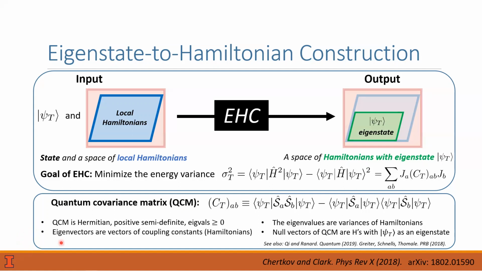The eigenvectors of this matrix are vectors of coupling constants. So there are these JAs here. What that means is you can interpret the eigenvectors of this matrix as being a Hamiltonian. And the eigenvalues corresponding to these eigenvectors are variances. They tell you the energy variance of that Hamiltonian with respect to your state. So if you find any eigenvalues that are 0, you found Hamiltonians with your state as an eigenstate. I also want to point out that a number of papers were released at a similar time as this work, where they also developed basically this method.